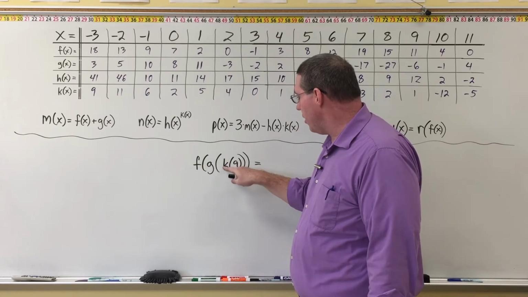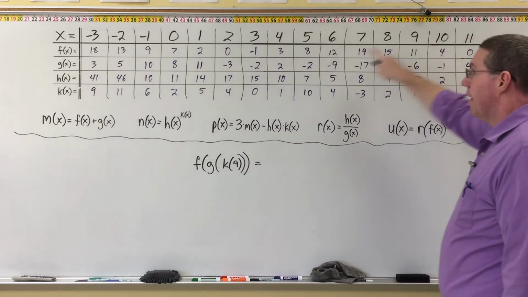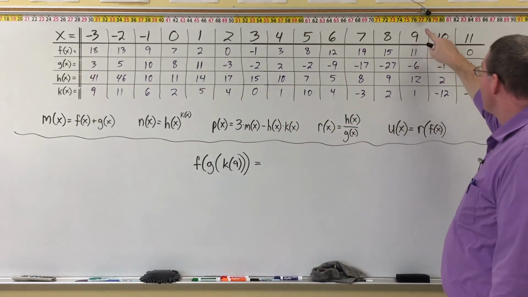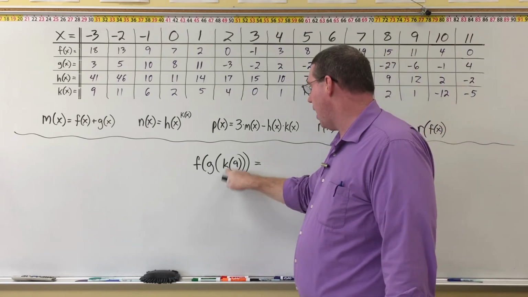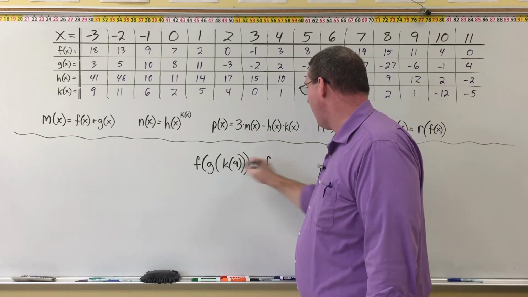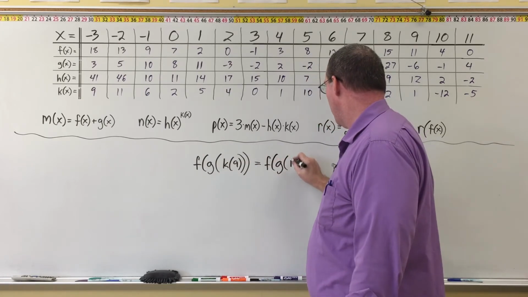So the first thing we need is, what is k of 9? Okay, well, here's 9 over here. k is the bottom row, so k of 9 is 1, right? So we're going to replace k of 9 with a 1. So what we now have is f of g of 1.